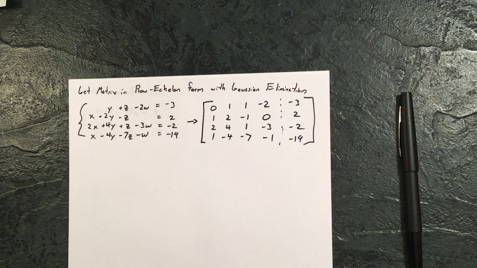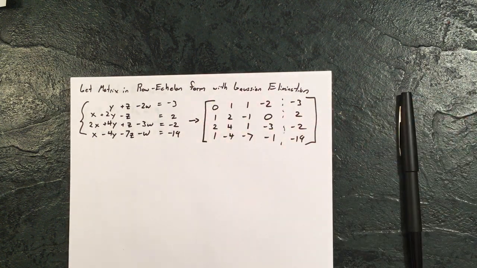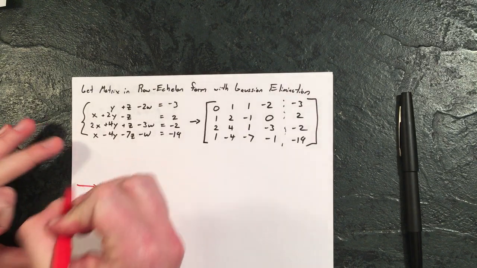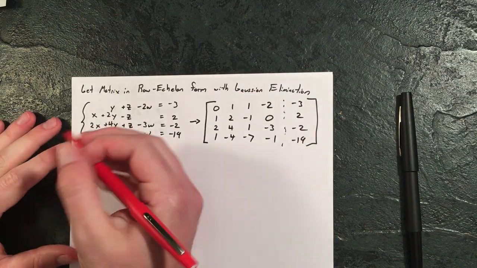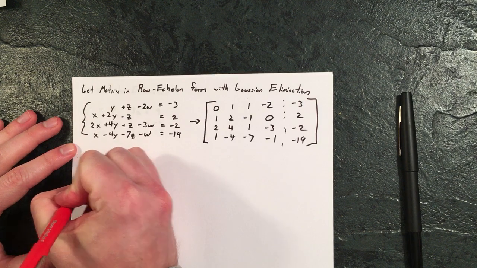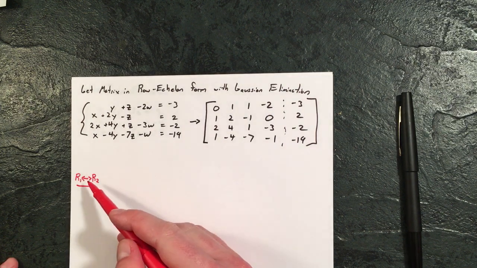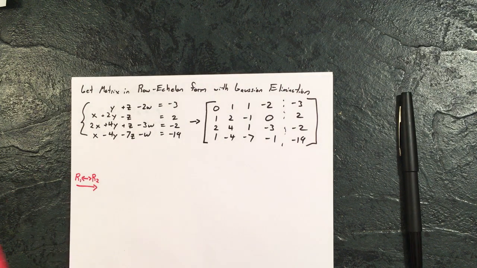Yep, looking good. Great. Okay. Remember, the first thing we wanted is a 1 in this top spot. Since we don't have that here, we can do an interchange right away. So you can just say row 1 flip-flop with row 2, and that can be our notation, or way to denote this, the double arrow.